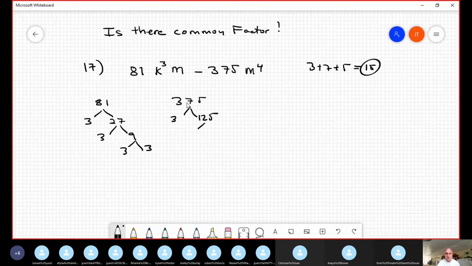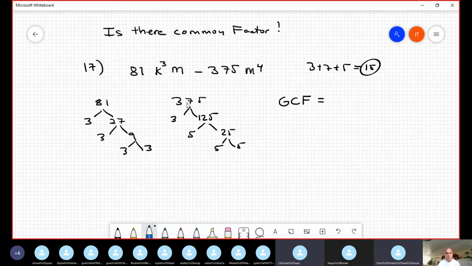And 125 I know is divisible by 5, because any number ending in 5 or 0 is divisible by 5. It's 25, and 25 is 5 and 5. And my question is, what is the GCF of those numbers? It's 3. And what about the variables? We have k and m. Is there a common one? The only common one is m, which is 1m. Exactly, 1m. This is my GCF.